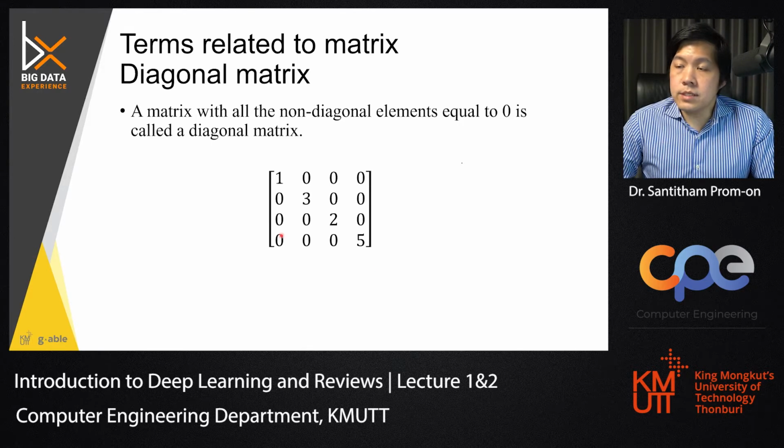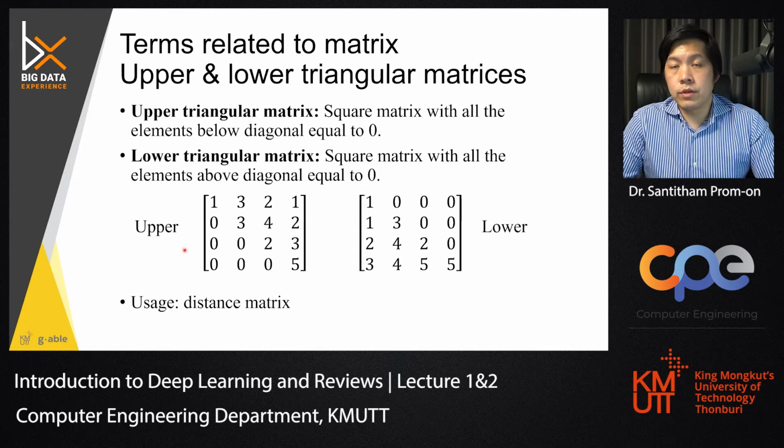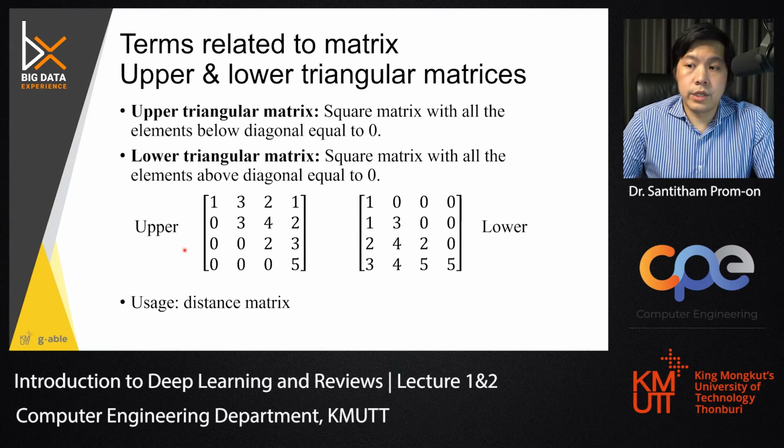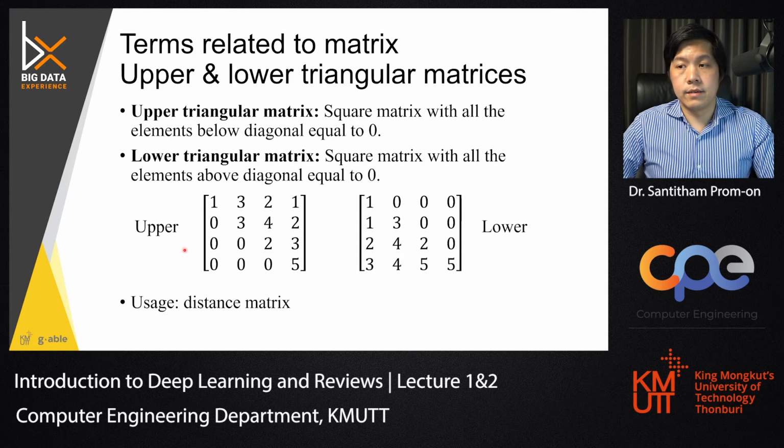Sometimes you have a matrix that contains values in just parts of it. In the upper triangular matrix, you have values only in the upper part, or in the lower part, called the lower triangular matrix. These matrices are usually used in representing a distance matrix, which comes from calculating the differences or the similarities between data.